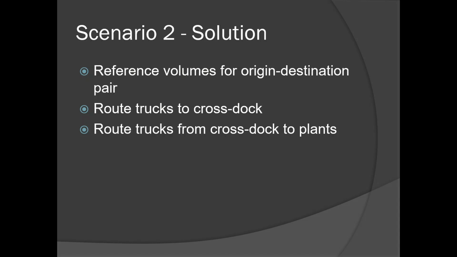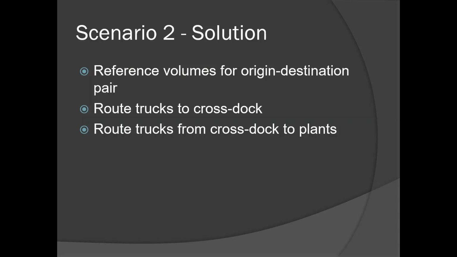file looks like. So the first thing that I would do if I were routing into a crosstalk facility is figure out what the volumes are from each origin to each destination, which we have accounted for already. But I'm going to look at that and figure out how much is going from the crosstalk to each plant. And then I'm going to route the trucks to the crosstalk.